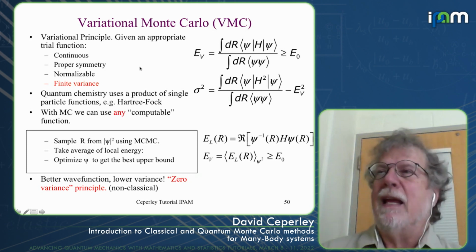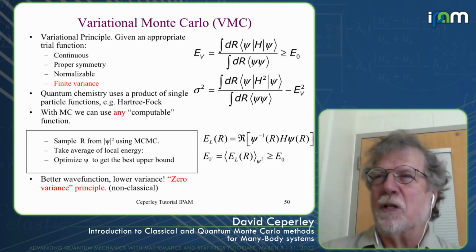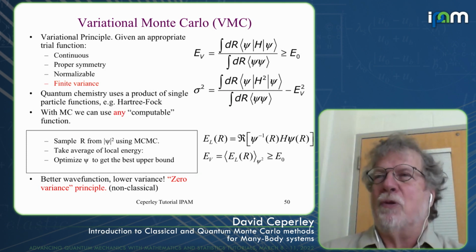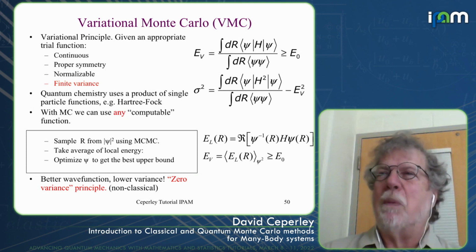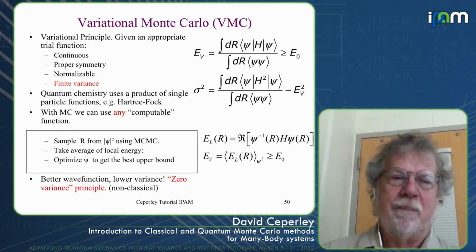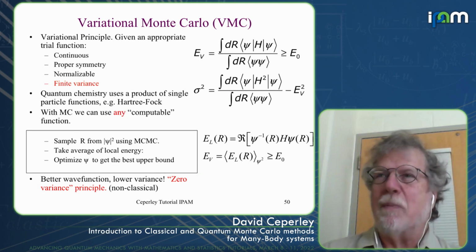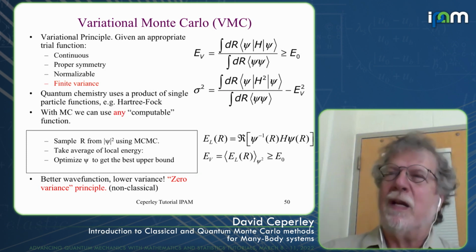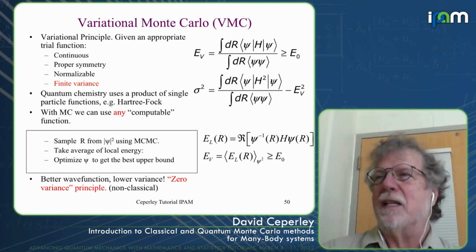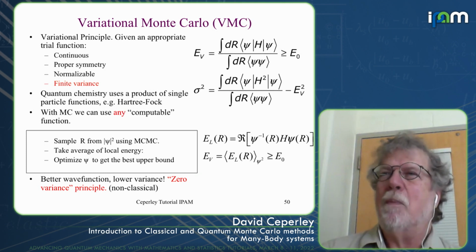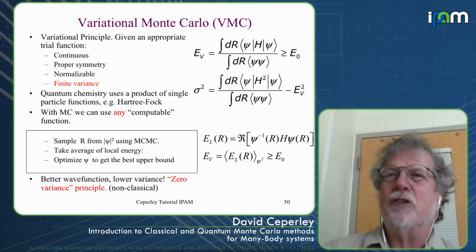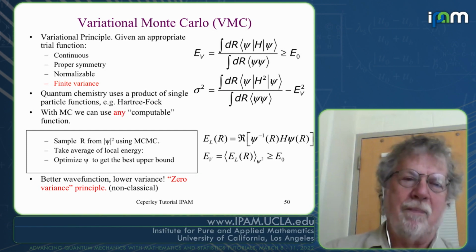If you're in the continuous space, it has to be a continuous function. You're not allowed any arbitrary function because you have to be able to take the second derivative of it. It has to have the proper symmetry, that is Bose or Fermi symmetry. Well, for bosons, it doesn't. The boson wave function always has lower energy, so you always get an upper bound.